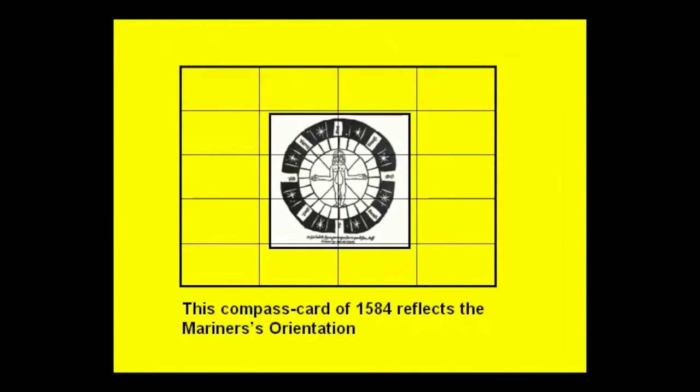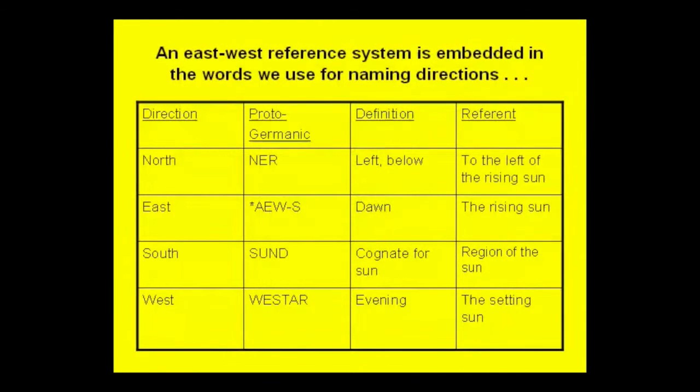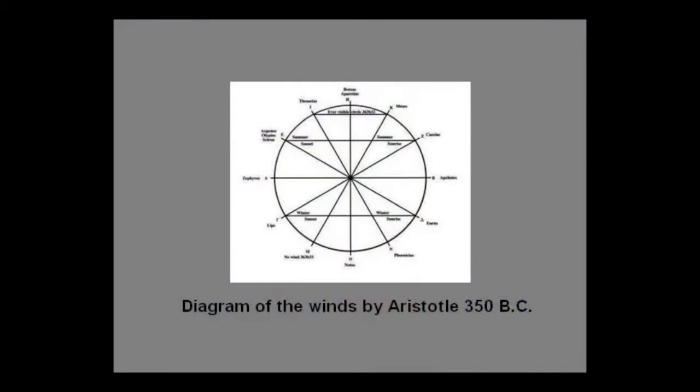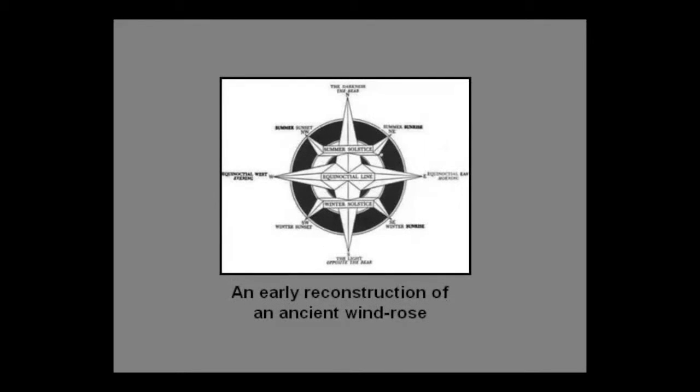This compass card of 1584 is an example of the mariner's orientation. A solar east-west reference system is embedded in the very words we use for the cardinal directions. This wind diagram of Aristotle is based on the apparent path of the sun. Lines are drawn for the equinox and the summer and winter solstices.